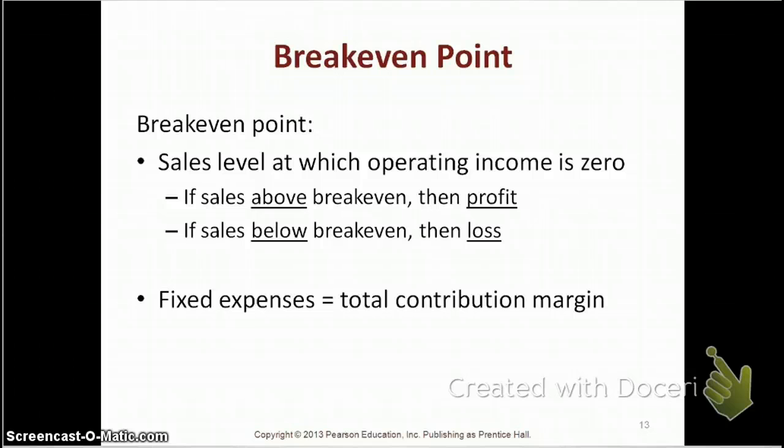If you take a look at your contribution margin income statement, you can see that contribution margin minus fixed expenses is equal to operating income. If your operating income is equal to 0, then your fixed expenses are equal to your total contribution margin. So at your break-even point, fixed expenses are equal to total contribution margin. At this point, your total sales is also equal to your total expenses.